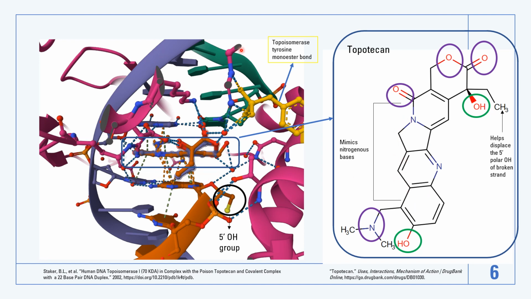The other functional groups interact with topoisomerase and the DNA backbone, with hydrogen bonding on its periphery, labeled in blue dashed lines. As for the methyl group, it takes into consideration when intercalation displaces the downstream DNA. It prevents the religation of the cleaved strand, and the methyl group assists in preventing the polar 5' alcohol group from nucleophilically attacking this yellow topoisomerase tyrosine monoester bond.